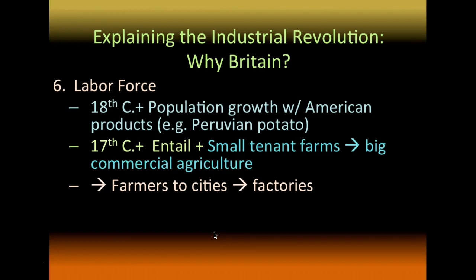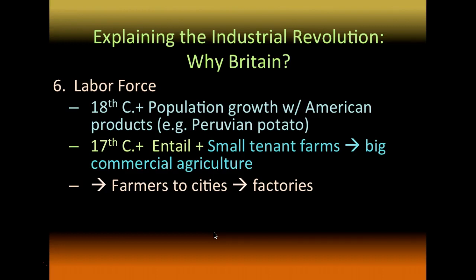Starting in the 18th century, so starting in the 1700s, there was a great population growth, and part of this was due to the American products like the Peruvian potato that came into Europe. After the Black Plague and after all of those European wars, population is starting to finally grow, and the foodstuffs that came in from the Americas definitely had a big influence on that.